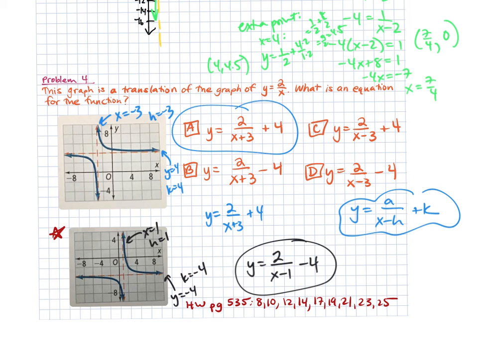Okay, if you noticed that the vertical asymptote was 1 and the horizontal asymptote was negative 4, then you just plugged in your h and your k, and you had your a as 2. So 2 over x minus 1, all minus 4.